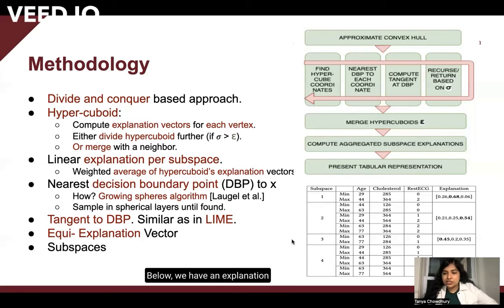Below, we have an example of an equi-explanation map. This particular equi-explanation map has three explanation features, age, cholesterol, and rest ECG, and four subspaces. Subspaces 1 and 3 have a single hypercuboid, whereas subspaces 2 and 4 have three hypercuboids each. We have one feature attribution corresponding to each subspace. We see that if we have D explanation features, each hypercuboid can be represented using 2D coordinates, which represent the min and max of each hypercuboid.